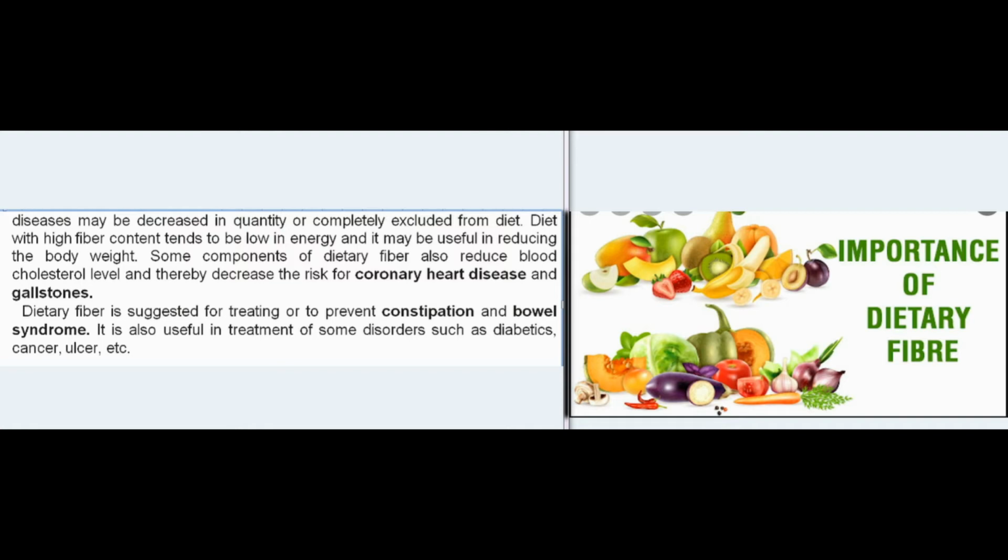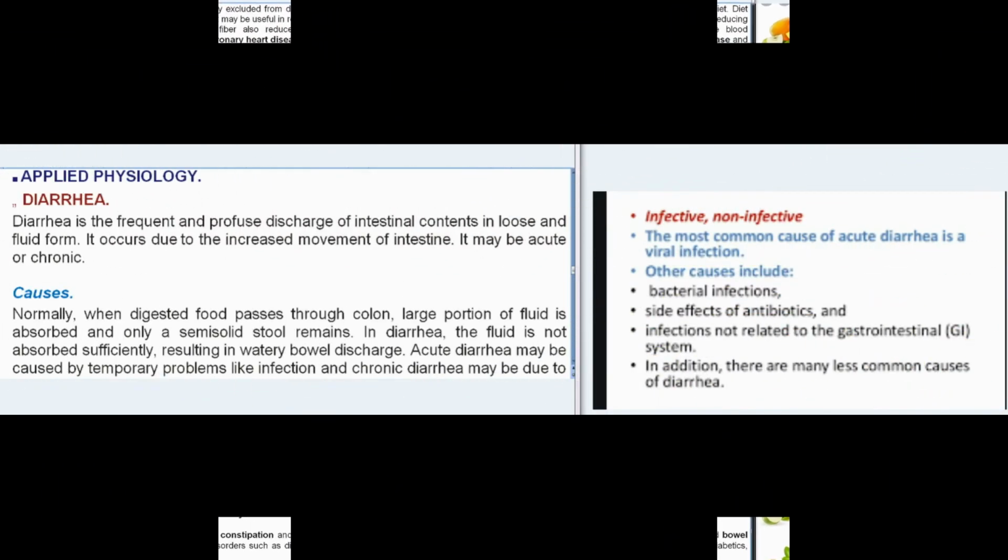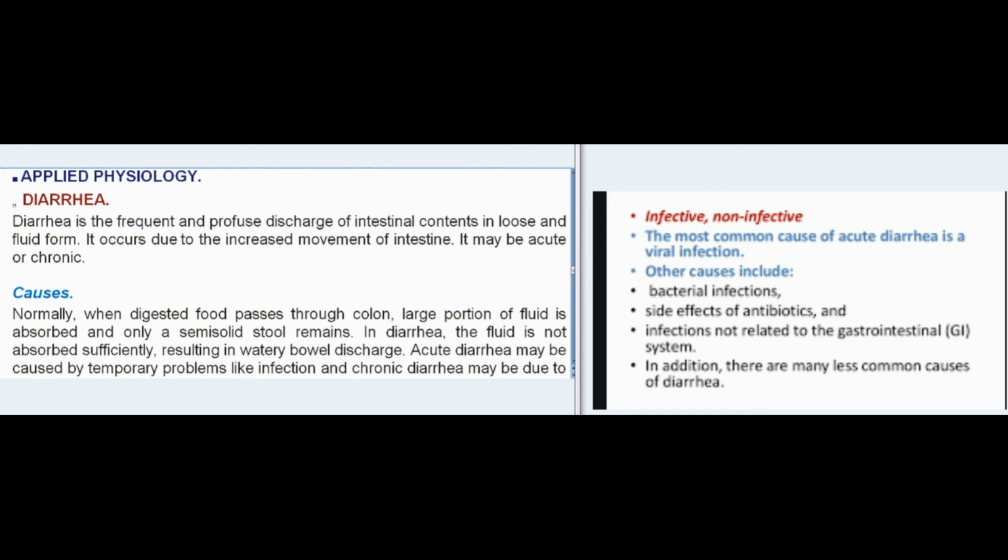Some components of dietary fiber also reduce blood cholesterol level and thereby decrease the risk for coronary heart disease and gallstones. Dietary fiber is suggested for treating or preventing constipation and bowel syndrome. It is also useful in treatment of some disorders such as diabetes, cancer, ulcer, etc. Applied physiology. Diarrhea. Diarrhea is the frequent and profuse discharge of intestinal contents in loose and fluid form.